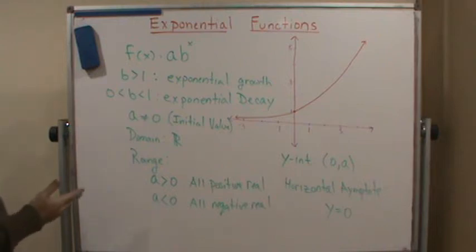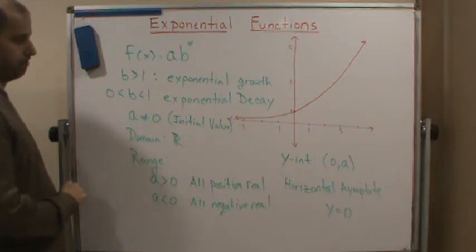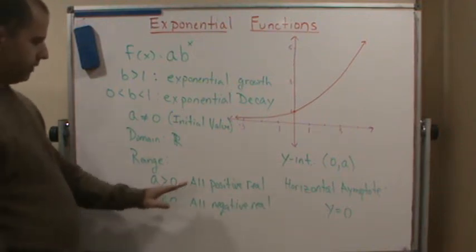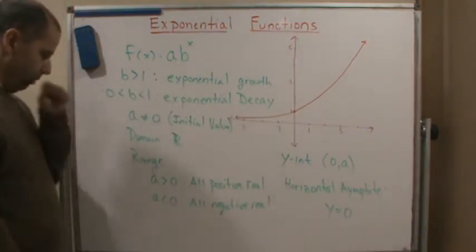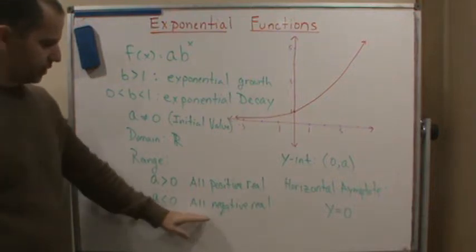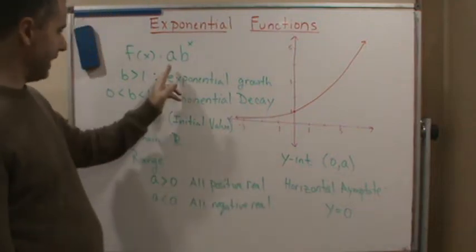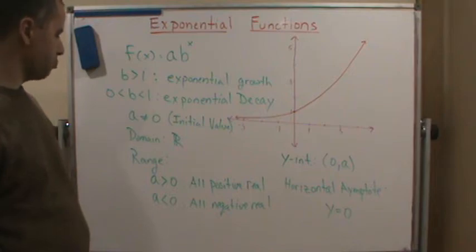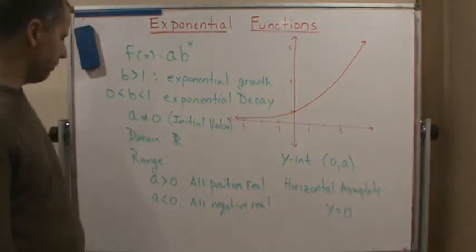Now, the domain of an exponential function is all real numbers. It's always going to be all real numbers. The range, on the other hand, depends on a. If a is positive, then it's going to be all positive real numbers, like in this case. If a is negative, then it's going to be all negative real numbers, because when a is negative, it's a reflection across the x-axis. So all of the positive values become negative.